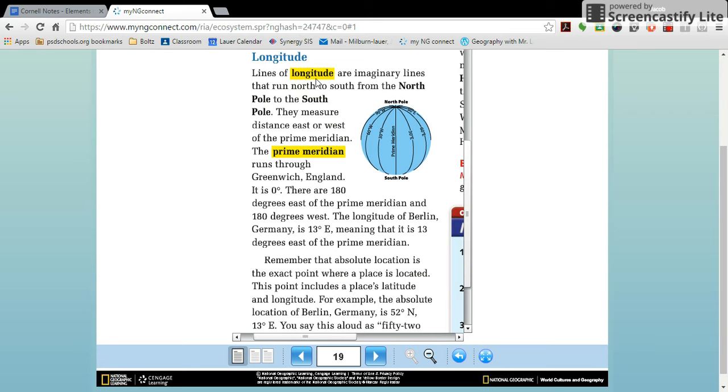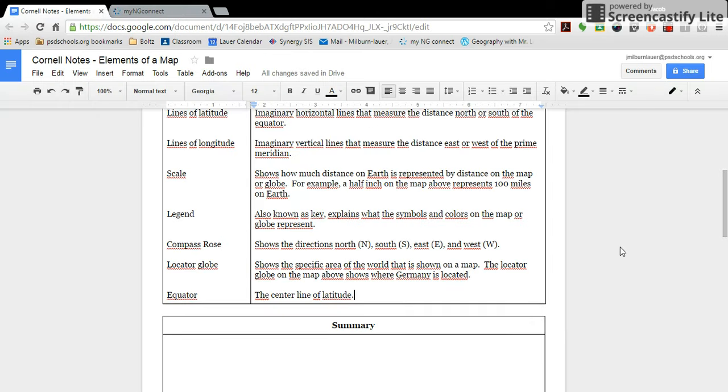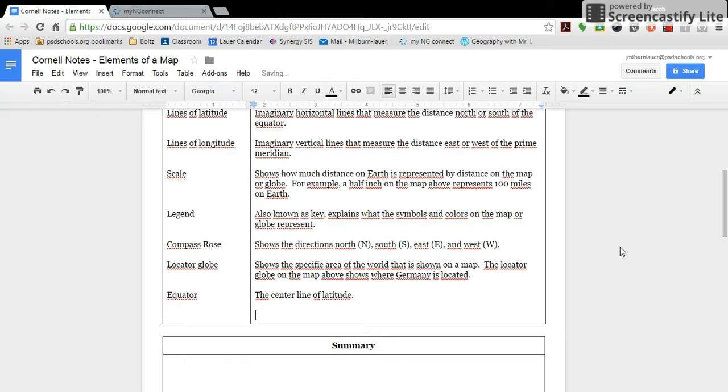Lines of longitude are imaginary lines that run north to south from the North Pole to the South Pole. They measure distance east or west of the prime meridian. The prime meridian runs through Greenwich, England. It is 0 degrees. So let's capture that note right here, the prime meridian, because this is going to be helpful for us to understand.